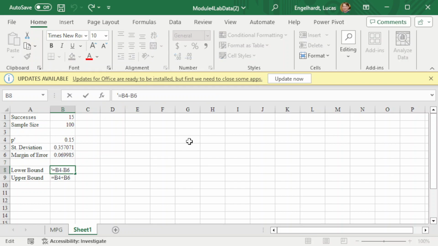And then finally, activate the last two by taking these apostrophes out. So what we've just found is that we are 95% confident that somewhere between 8% and 22% of romance book readers are men.